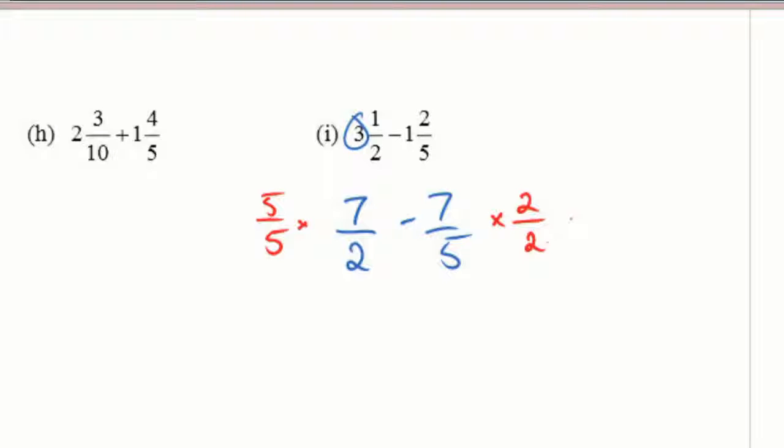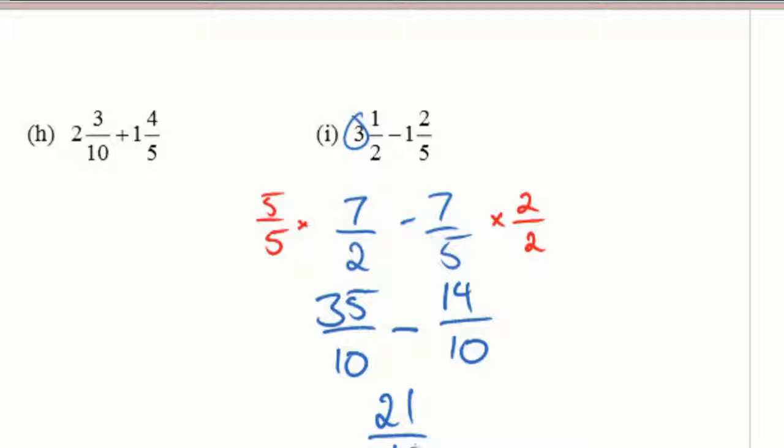The 2 and the 5 gives me the 10. 7 and the 5 together is going to give me 35. So that's 35 over 10 minus 2 times 7, which is 14 over 10. If I go 35 minus 14, I'm going to end up with 35 minus 10, 25 minus 4. I'm going to end up with 21 over 10.